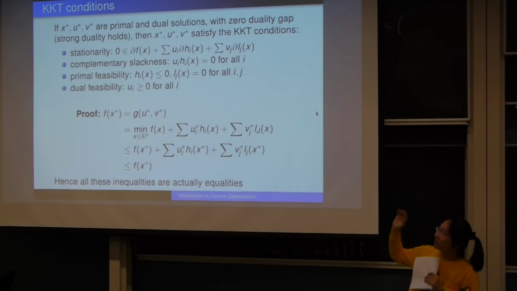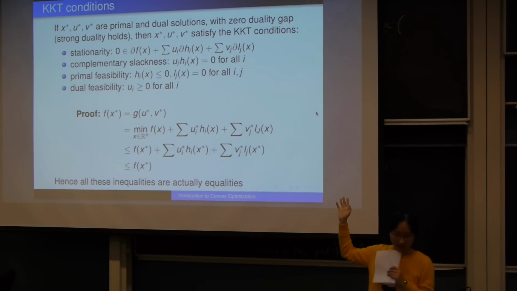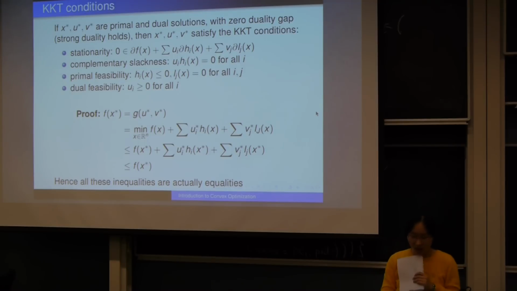And this is another nice conclusion. It is called the KKT conditions. So if x star, u star, and v star are primal and dual solutions, and strong duality holds, then x star, u star, v star will satisfy the following KKT conditions. There are 4 of them.